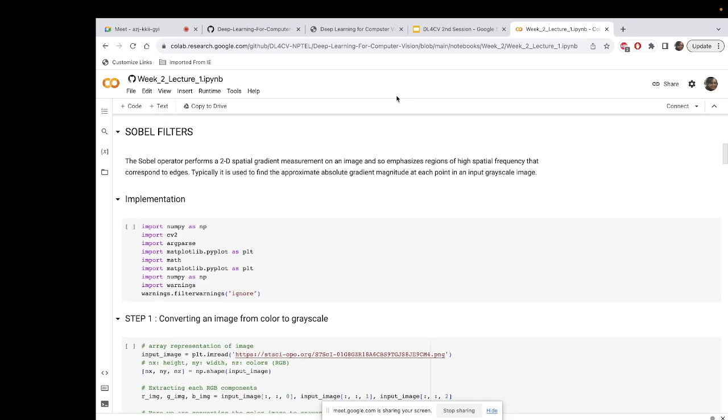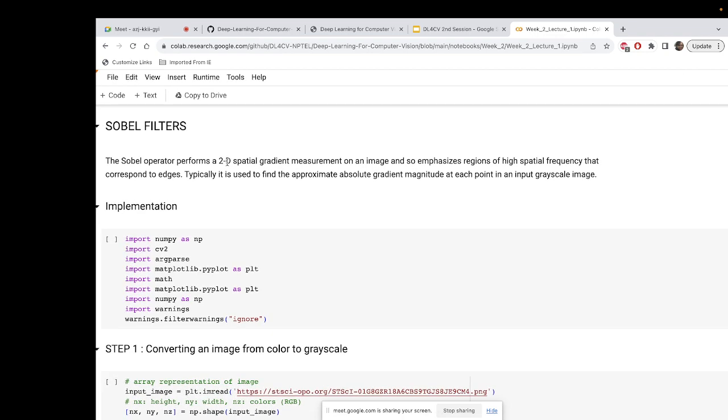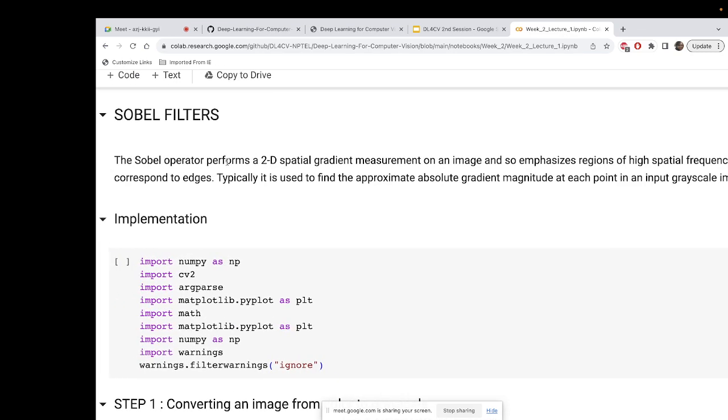This is a particular code that I wanted to walk through with you, because it tells us about the Sobel filters that we just saw, and in a while we will look at the Canny edge detector also. Like I said, the Sobel filter is an edge detector, and it basically tries to perform a 2D. So let me do this. I hope the font is better now.